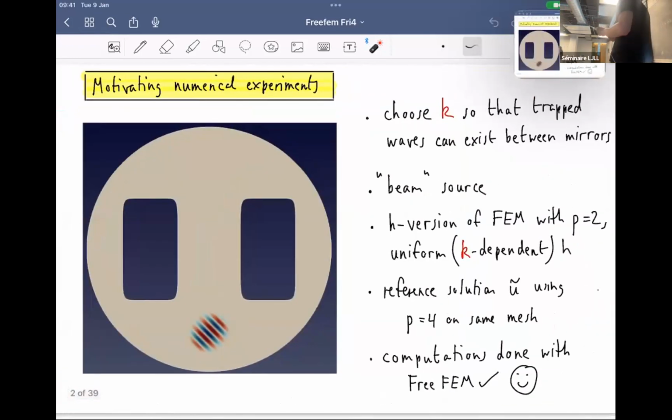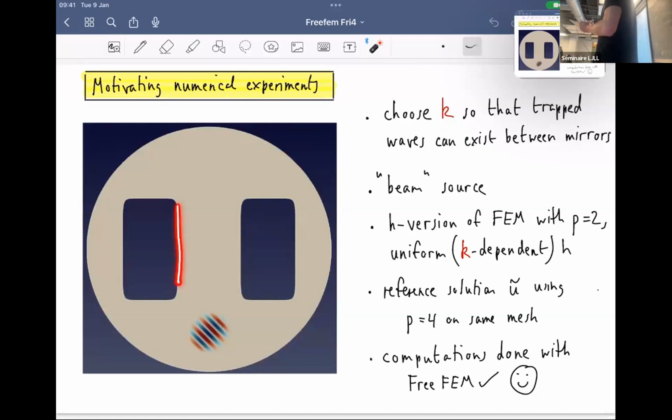Right, so here, okay, we got to the numerical experiments, and so here my obstacle is now these two not quite rectangles, but smooth rectangles. And you see, this is a trapping obstacle because there are trapped rays that bounce around between these two curved rectangles. And I'm going to show you sequences of experiments at these wave numbers k, and they're going to be k's such that trapped waves can exist between these two mirrors.